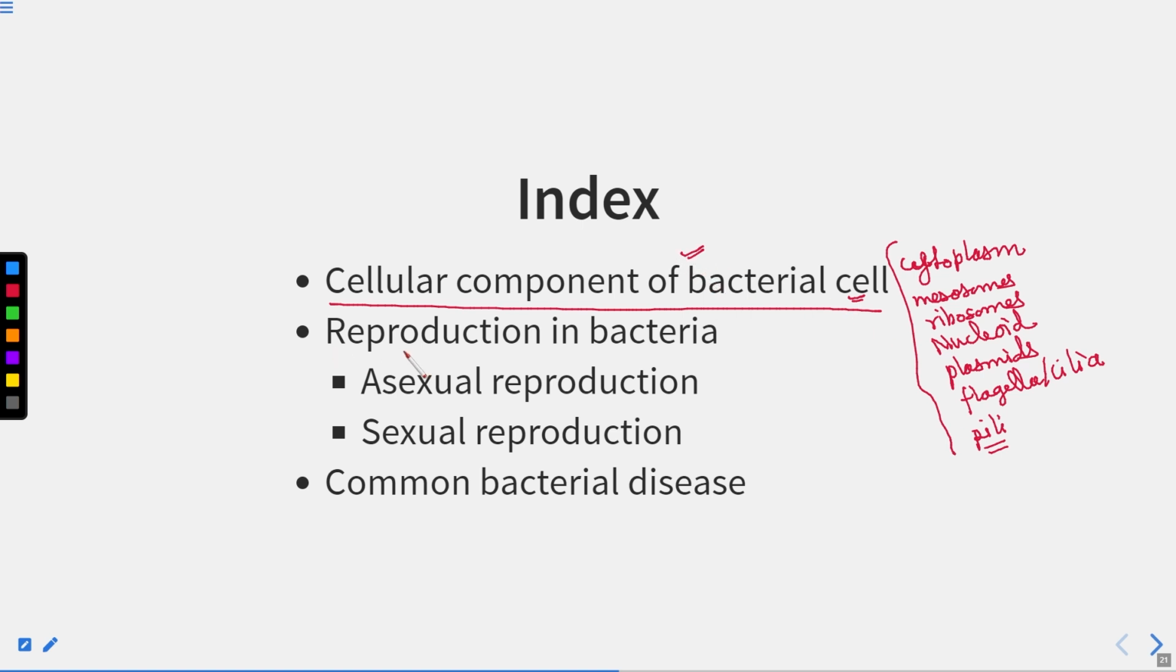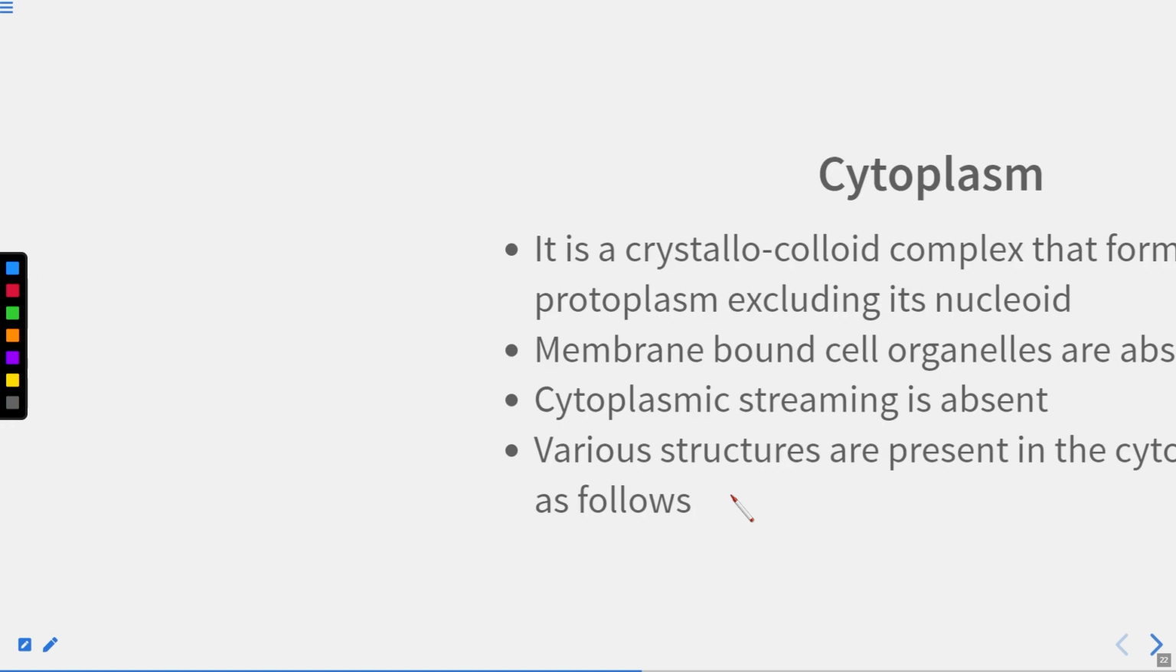cell. Now the other part, that is the reproduction in bacteria. So there are two different types, that is the asexual reproduction and the sexual reproduction that take place in the bacteria. So that we are going to cover here. And also the common bacterial diseases that occur in plants. So all this we are going to cover in this session.